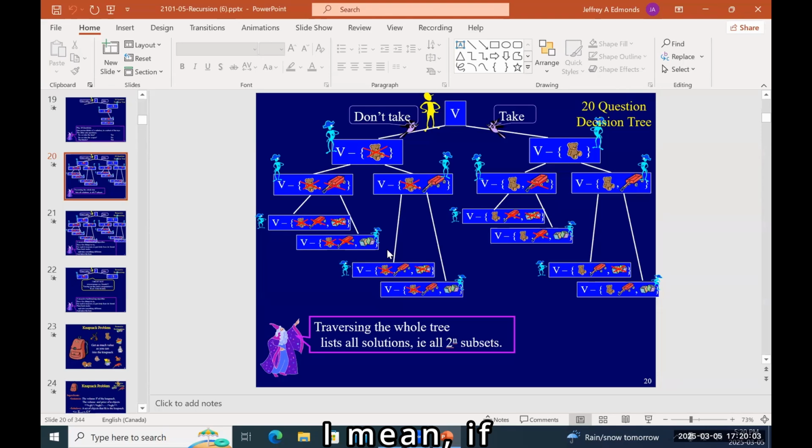If this is an array, my routine on this array of size n, I call on an array of size n minus 1. So I give it one smaller, and then he calls his on n minus 2, on n minus 3.